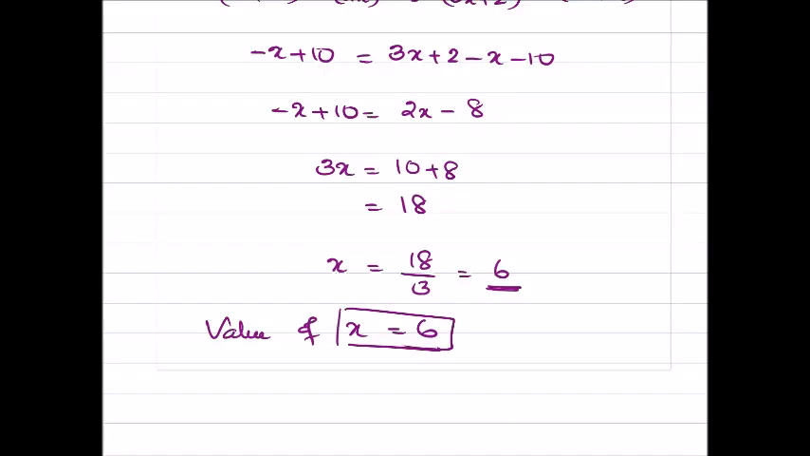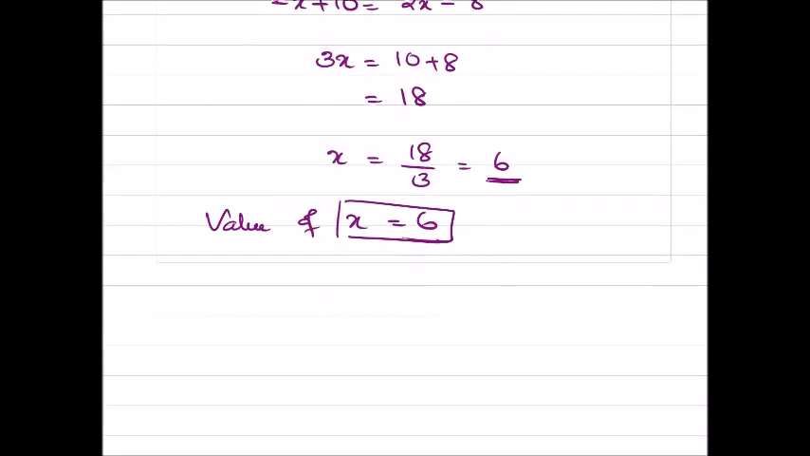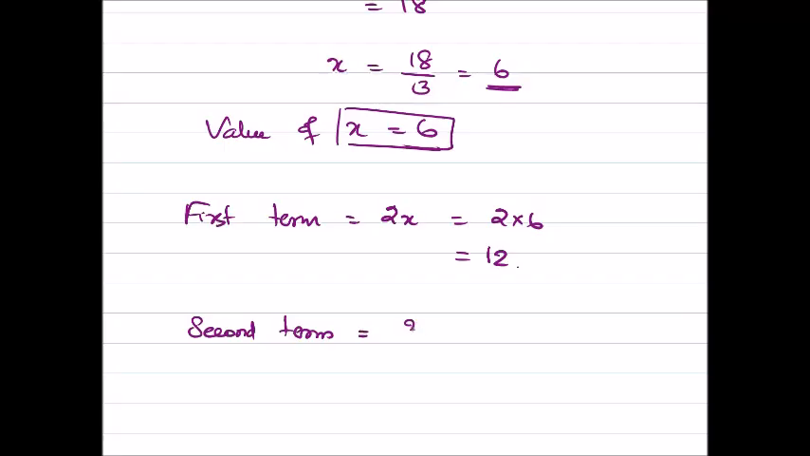Sometimes the question asks to find the AP also. So we can find the AP also. The first term is given as 2x. That is equal to 2 into 6, that's equal to 12. And the second term is x plus 10, that's equal to 6 plus 10, that's equal to 16.